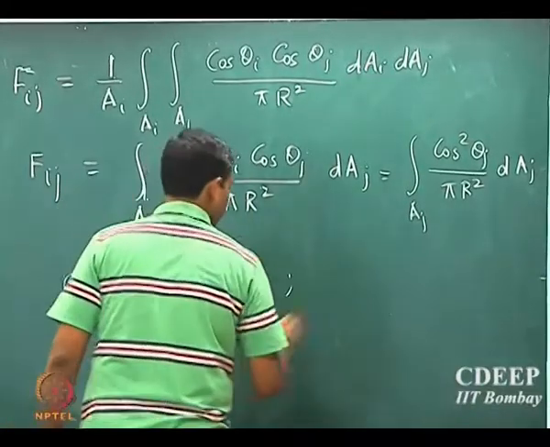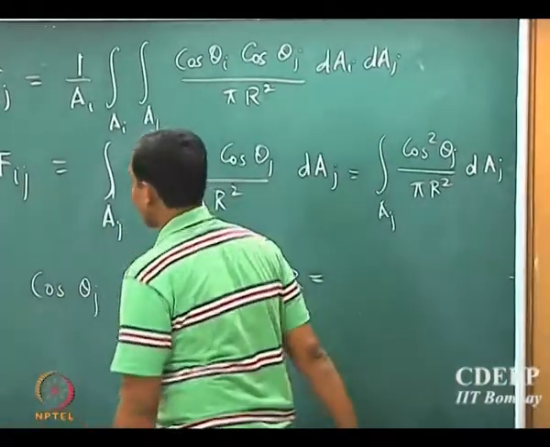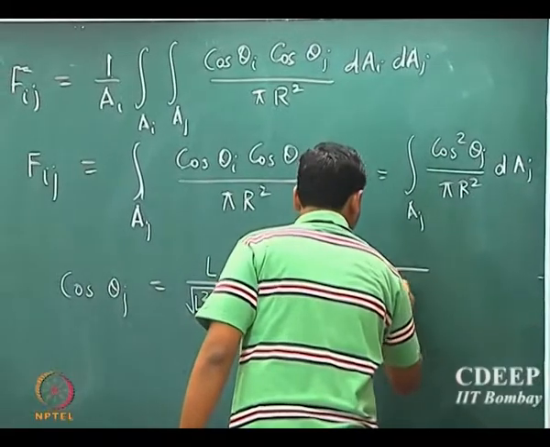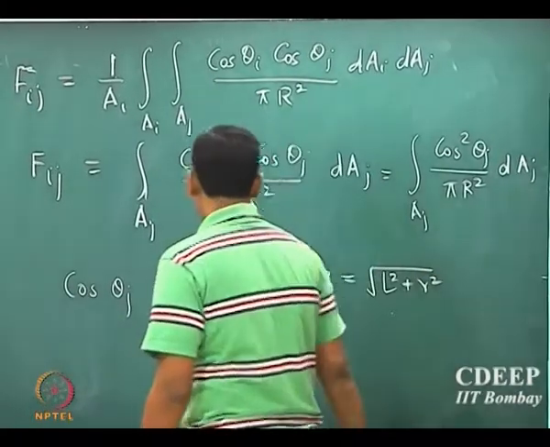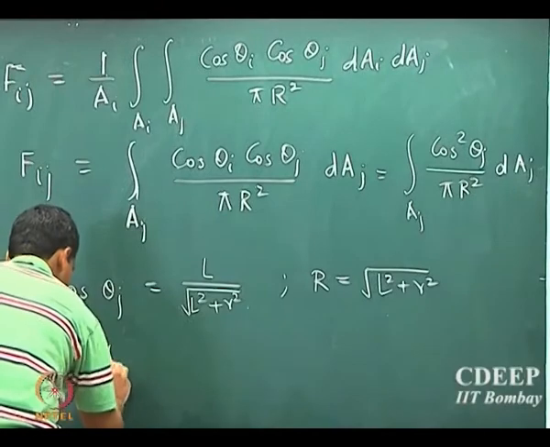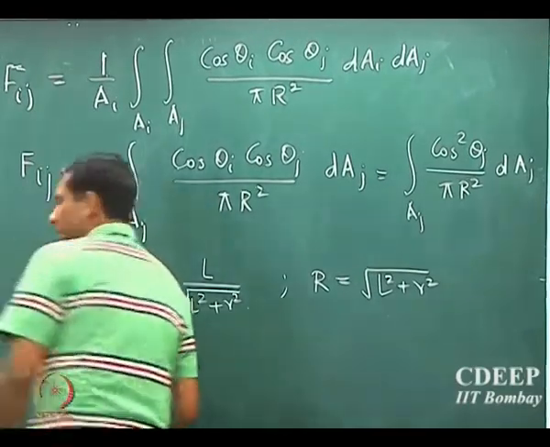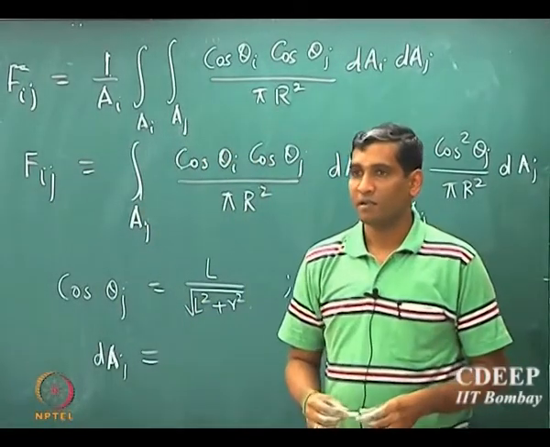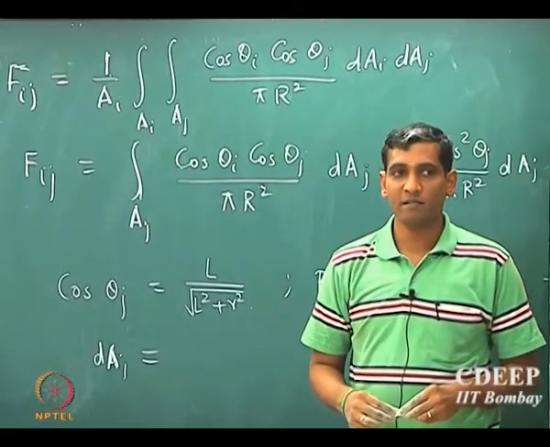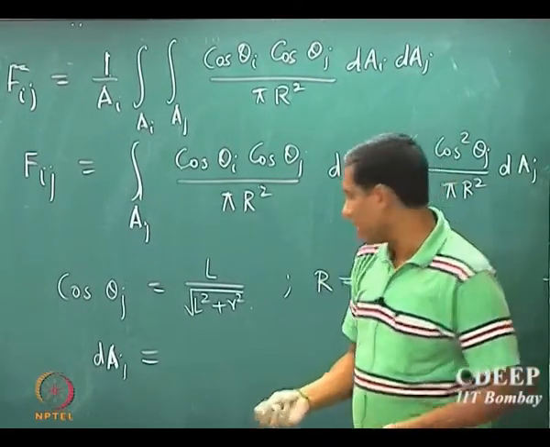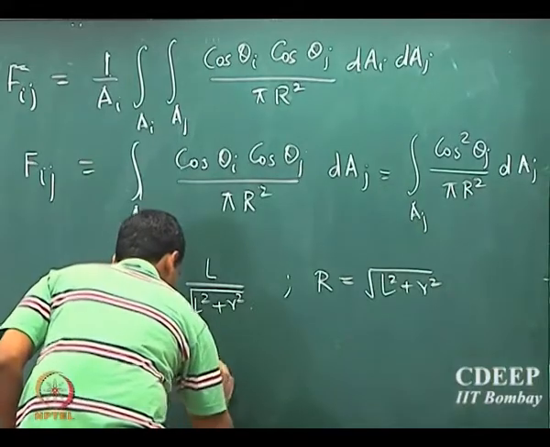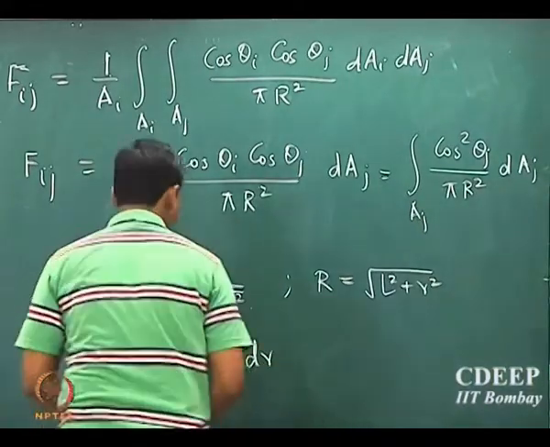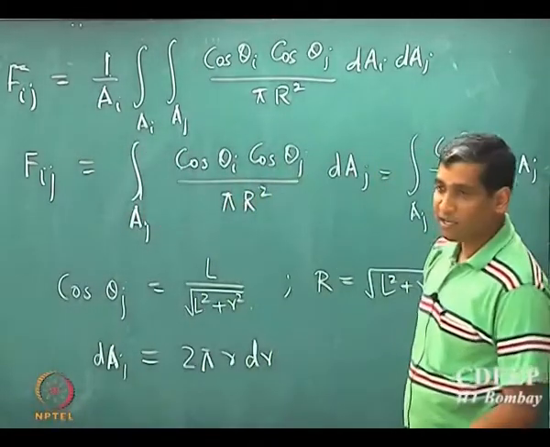And the distance r is square root of L square plus R square. What is dAj? dAj is 2 pi r dr. So we plug in all these in the integral.